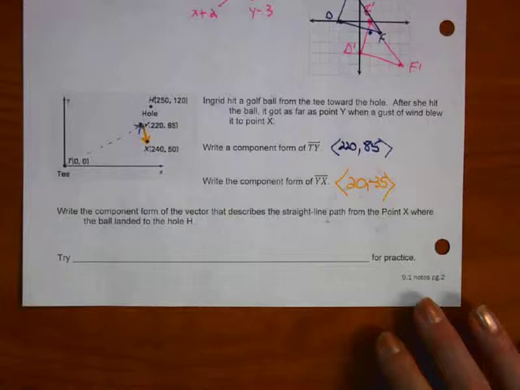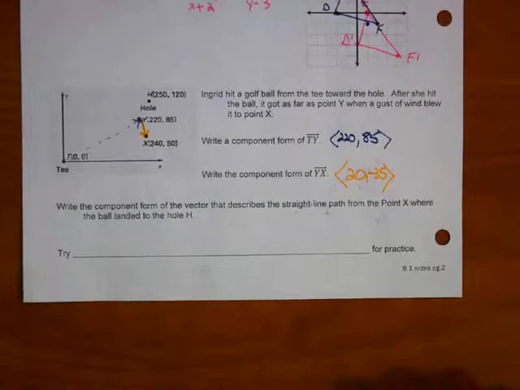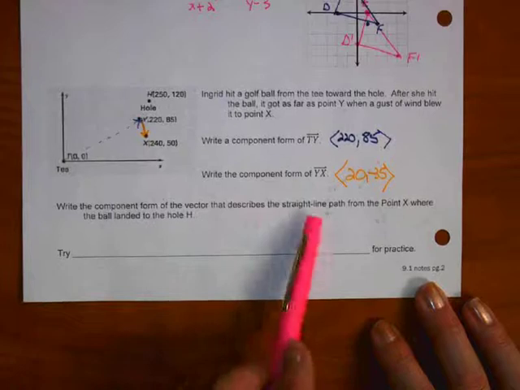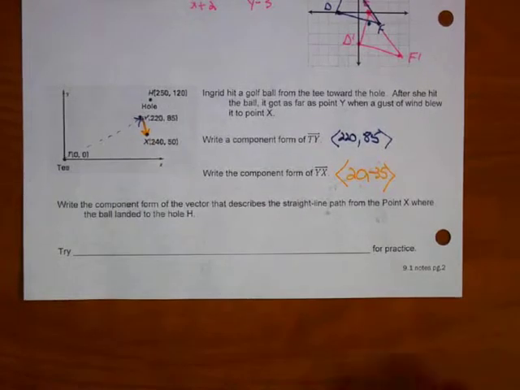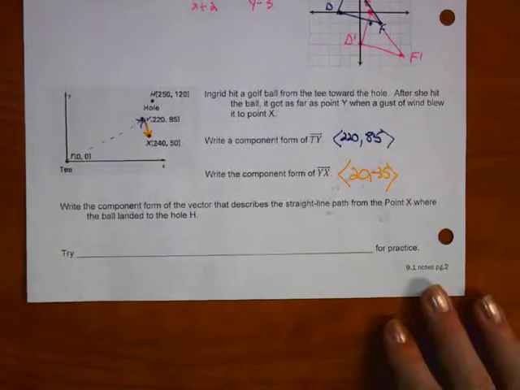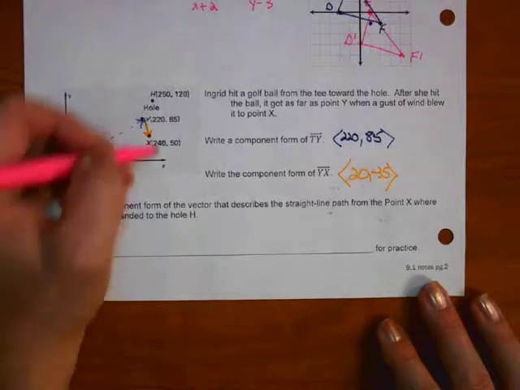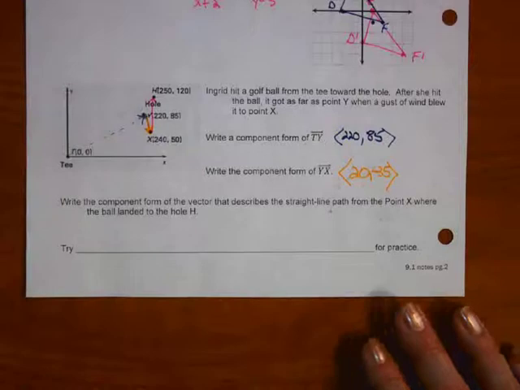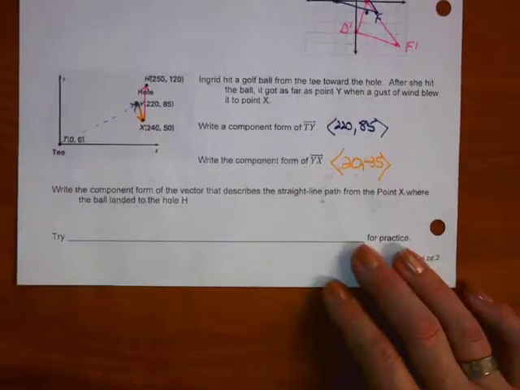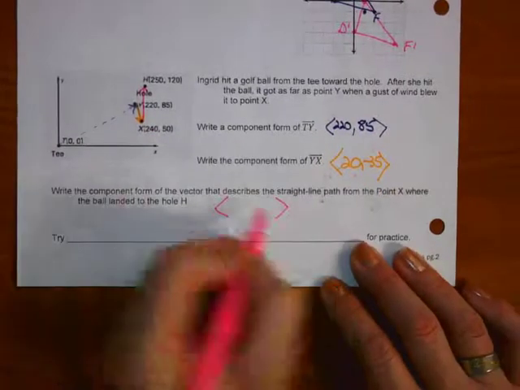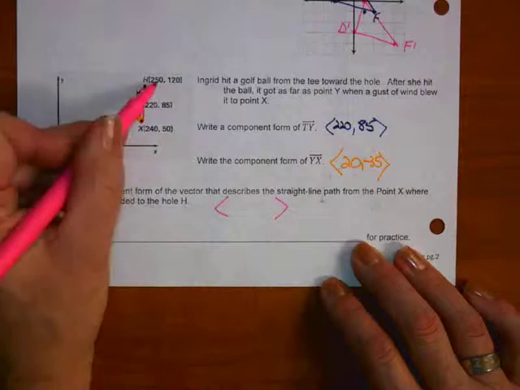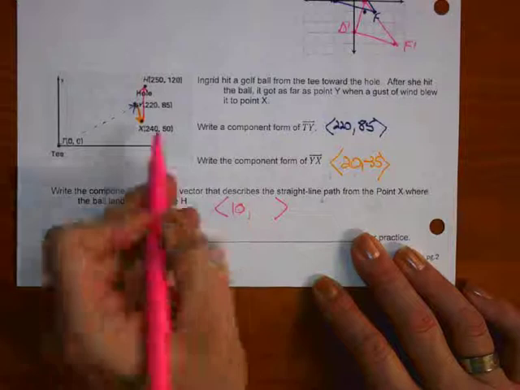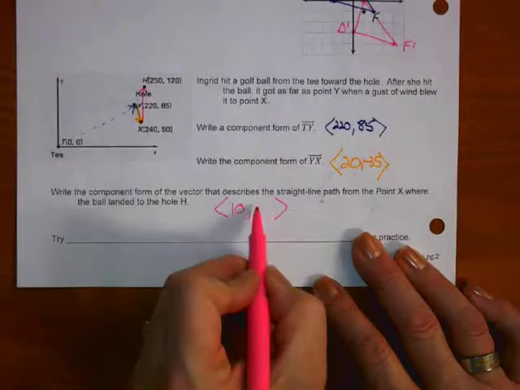Then it says, write the component form of the vector that describes the straight line path from point X, where the ball landed, to hole H. So we're going to go up to here now. This is crazy. So we went from 240 to 250. So X only changed by how much? And then Y went up by what? Boom. That is it. No problem, right? Easy.